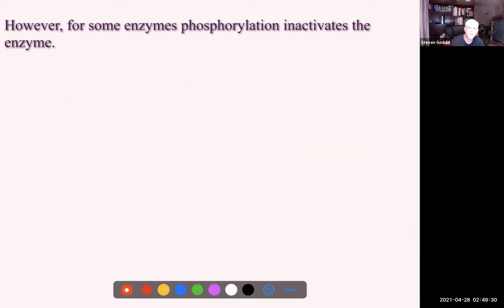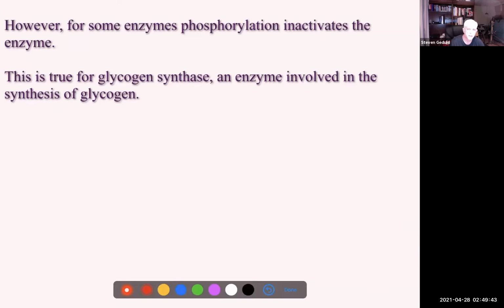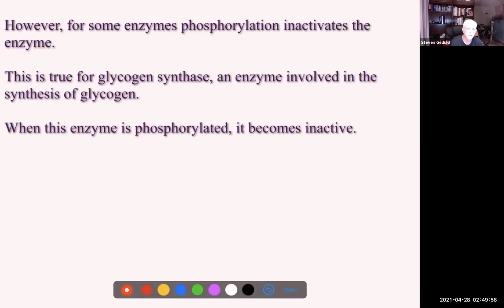Okay. For some enzymes, phosphorylation inactivates the enzyme. So certain enzymes, when you add phosphate groups to them, it activates them. Other enzymes, it inactivates them. This is true for glycogen synthase, the enzyme involved in the synthesis of glycogen when you want to make glycogen for storage. So when the enzyme is phosphorylated, it becomes inactive.